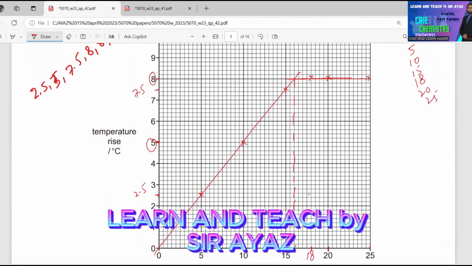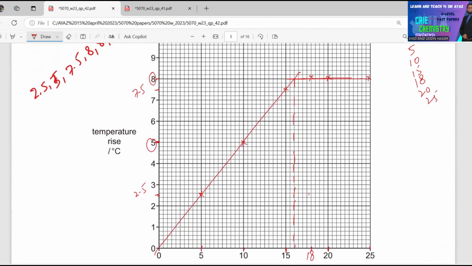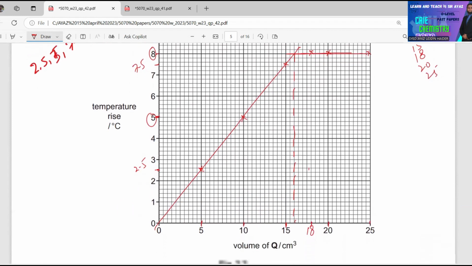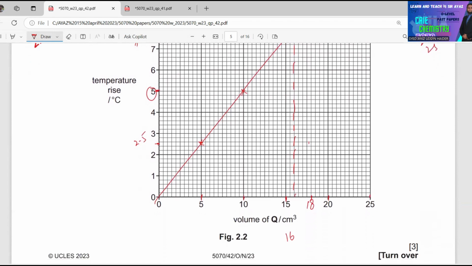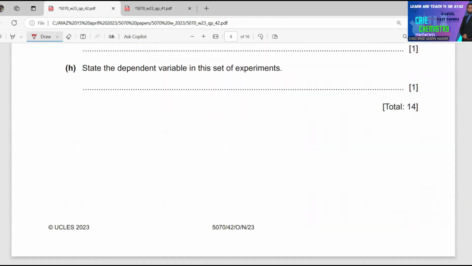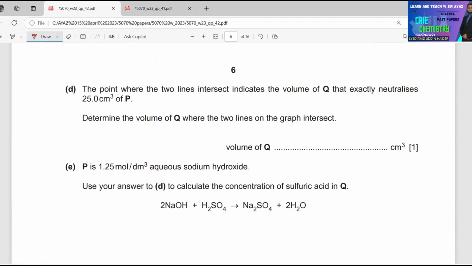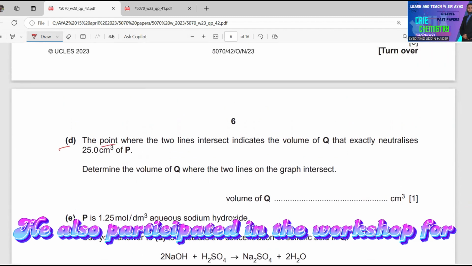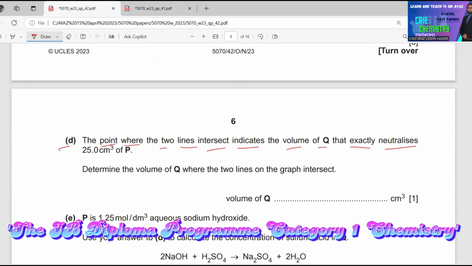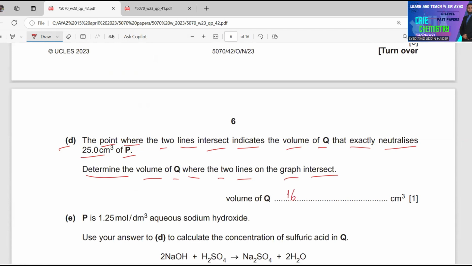See this intersecting point. It must be 16 or 16.5. Both are acceptable. So moving to next question. Part D. The point where the two lines intersect indicates the volume of Q that exactly neutralizes 25 centimeter cube of P. Determine the volume of Q where the two lines on the graph intersect. So we have 16 or 16.5 centimeter cube. I am taking 16.